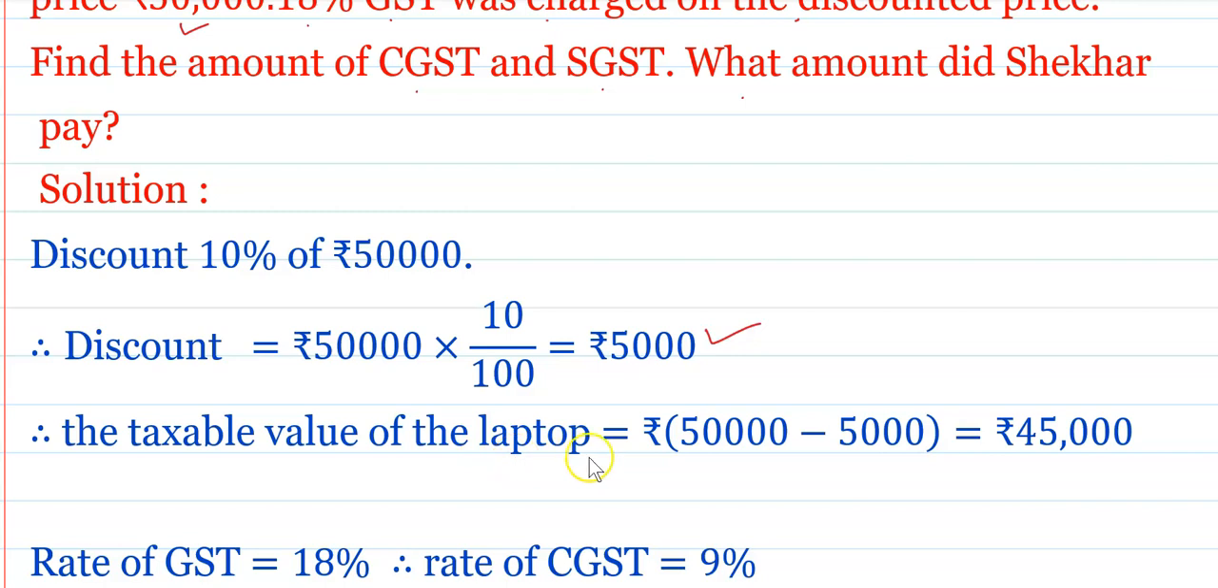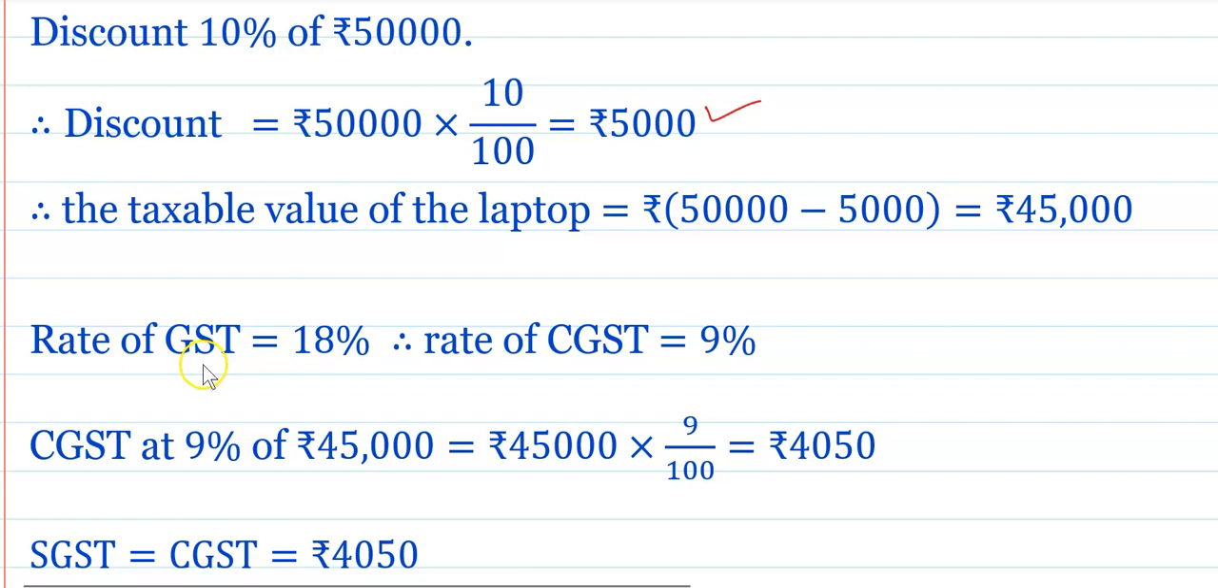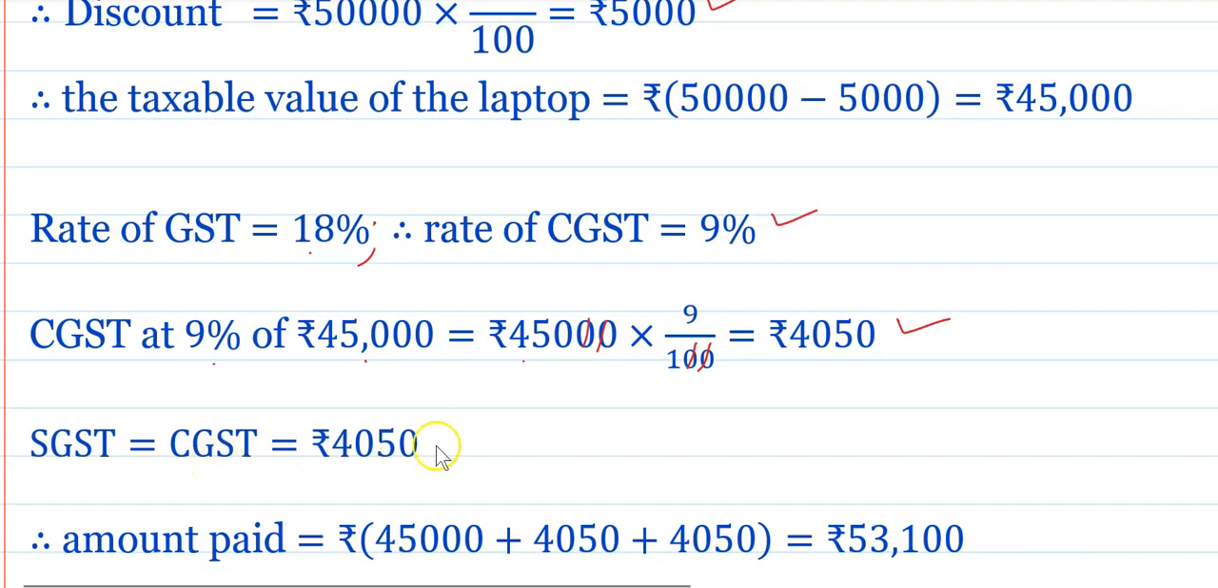Therefore, the taxable value of the laptop is 50,000 minus 5,000, 45,000. Rate of GST 18%. Therefore, rate of CGST is 9%. CGST at 9% of the 45,000 is 45,000 into 9 upon 100. Again these 2 zeros get cut. 450 into 9 you will get 4,050. This is the CGST. CGST is equal to SGST. Both are equal, and therefore the CGST is equal to SGST is equal to 4,050.